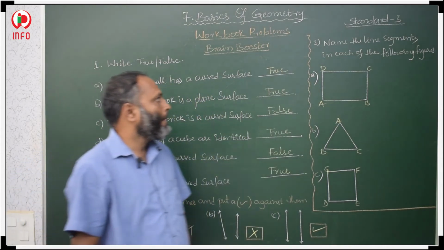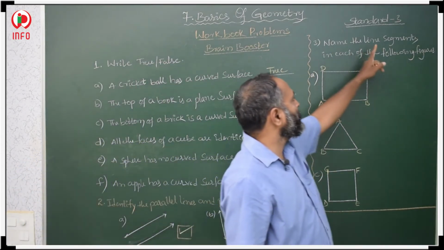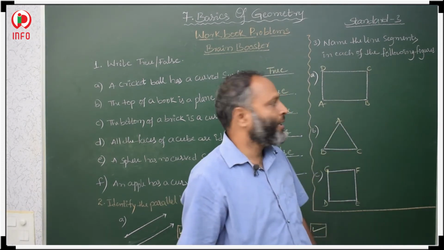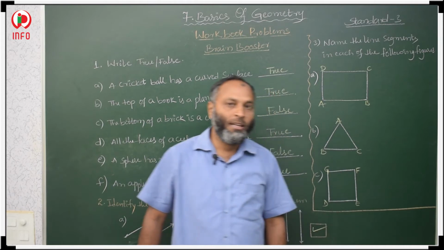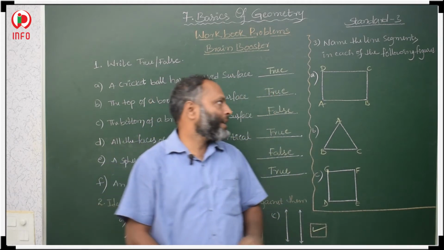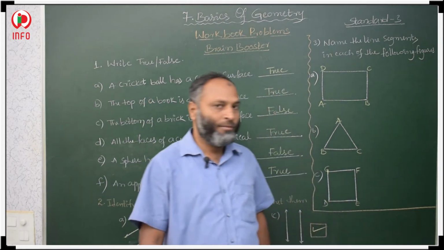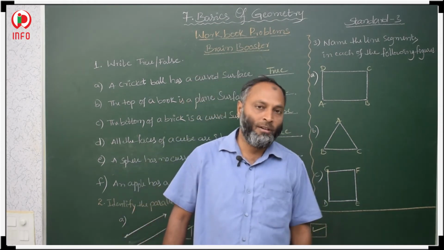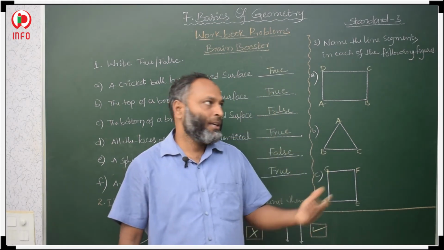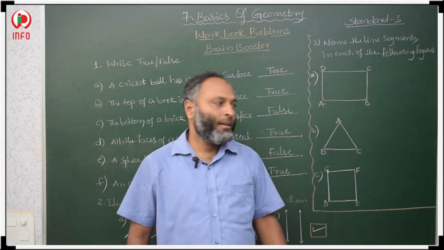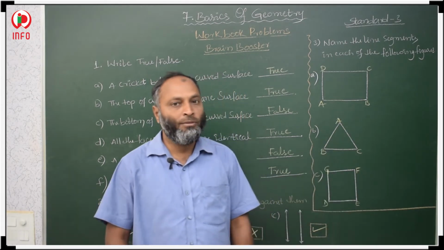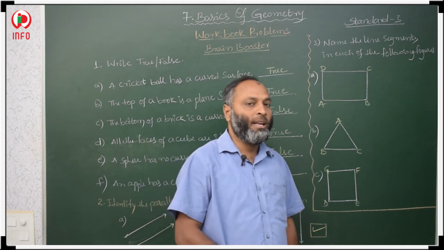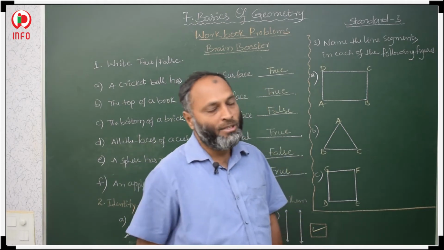Now the third bit: name the line segments of each of the following. Here one rectangle is given, one triangle is given, and one square is given. In a rectangle we have four sides. By using four line segments we can construct a rectangle, and here we have three line segments. How many line segments are there? Those line segments we have to write.